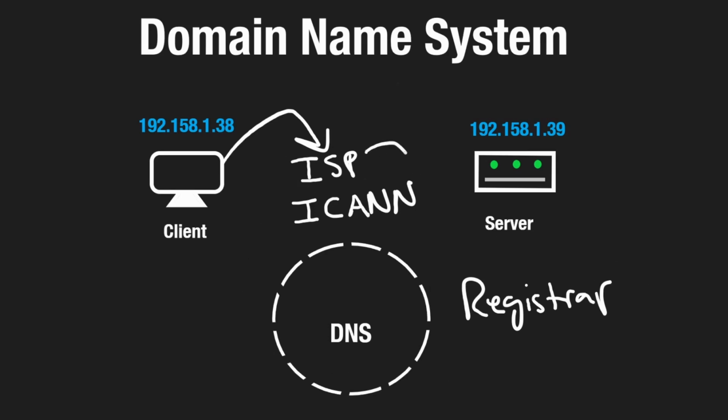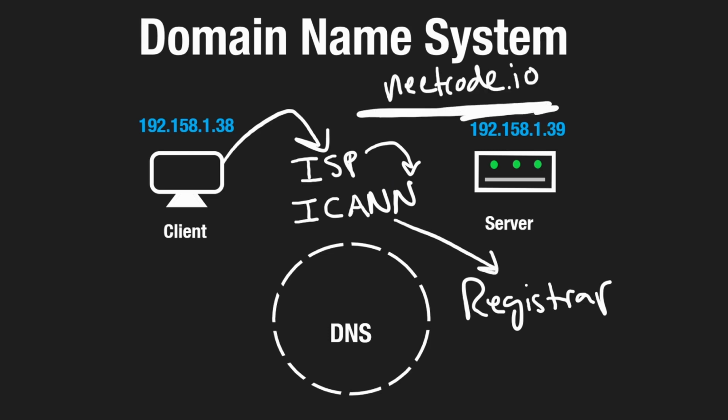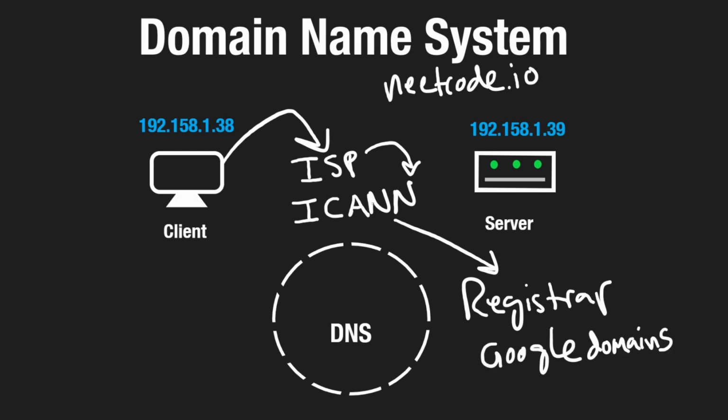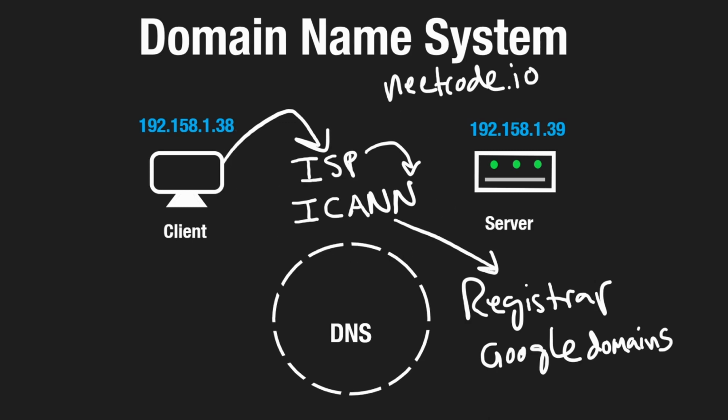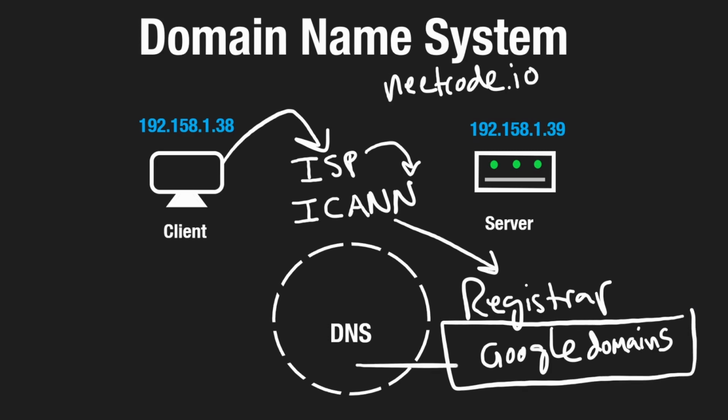So it would go through servers on ICANN, and these servers would somehow know that, okay, like the google.com domain, maybe it belongs to a particular registrar. The NeetCode.io domain, for example, goes through the Google Domains registrar. So you can imagine that there would be kind of this chain of requests, and eventually ICANN would lead us to a Google Domains server, and that server is what holds the DNS record.